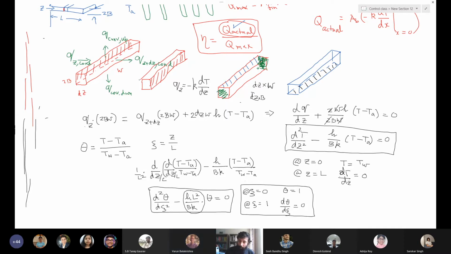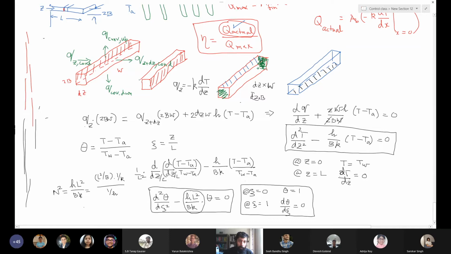That is apparent from the expression in terms of physical quantities. We denote it by n square. N square equals HL square over BK. So we can write it as L square by B times 1 over K, divided by 1 over H, right? So L square by B, some length dimension, divided by thermal conductivity, and 1 over H.